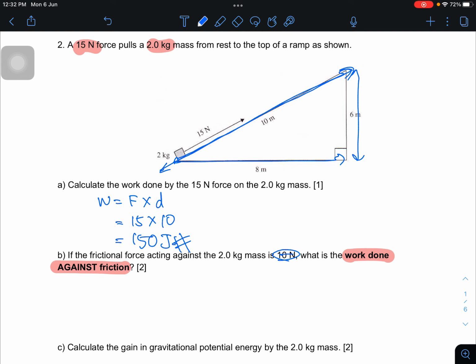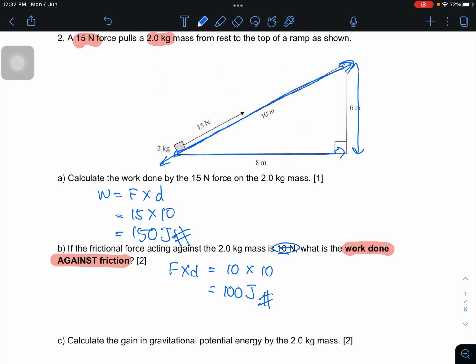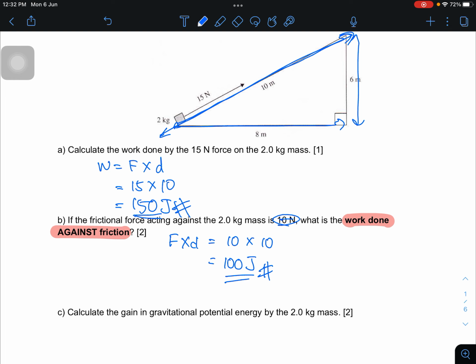So work done against friction will be frictional force. The formula is the same, but the F is not your applied force, it's the friction that we're talking about. The frictional force multiplied by the distance where the friction applies, which in this case is 10 meters. So it's 10 times 10, 100 joule. I want you all to take some time to internalize this. I did 150 joule of work. 100 joule of work is worked against friction.